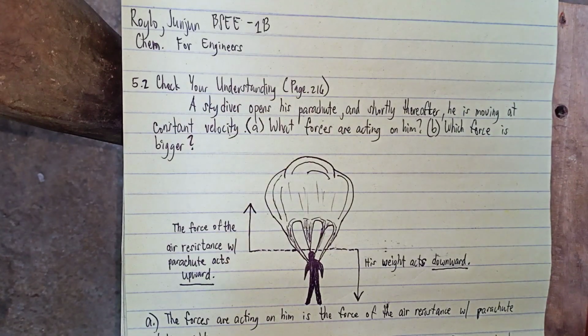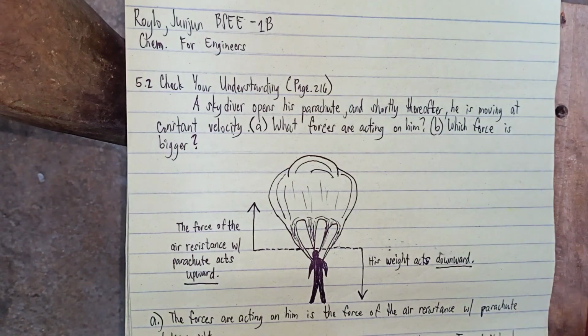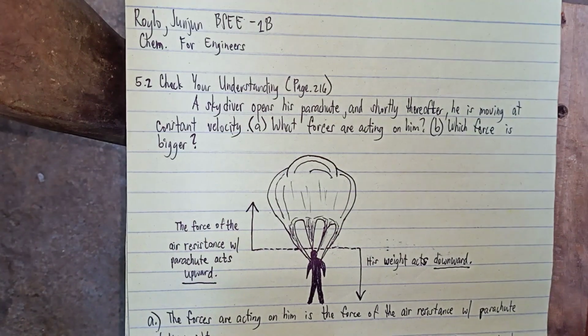From page 216, 5.2, check your understanding. The problem is, a skydiver opens his parachute and shortly thereafter, he is moving at constant velocity. Letter A, what forces are acting on him? Letter B, which force is bigger?